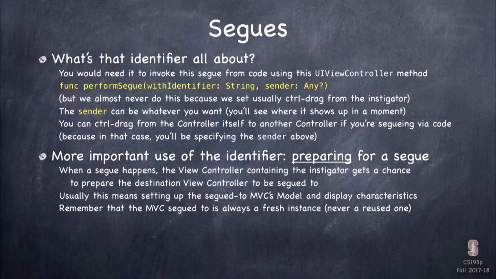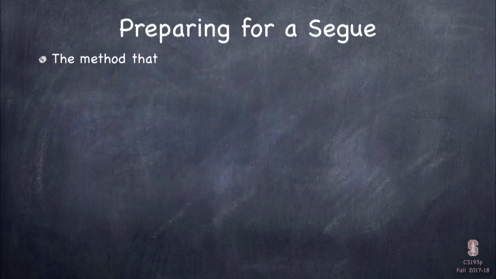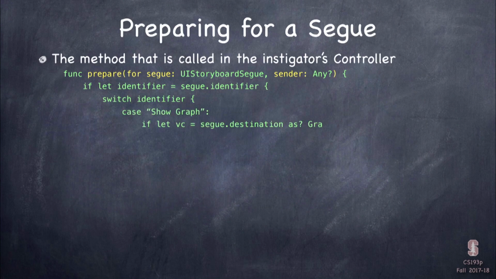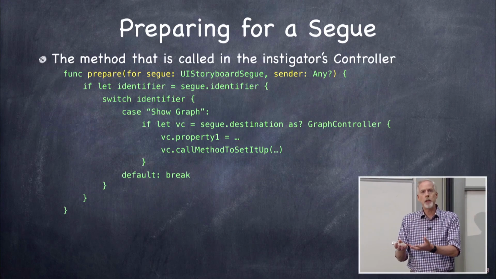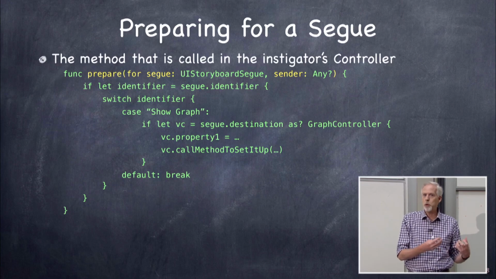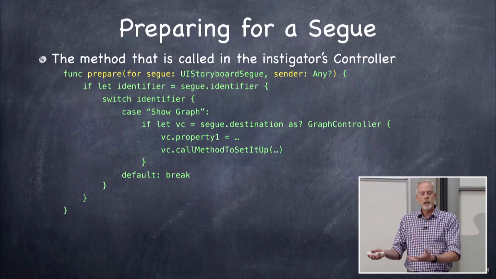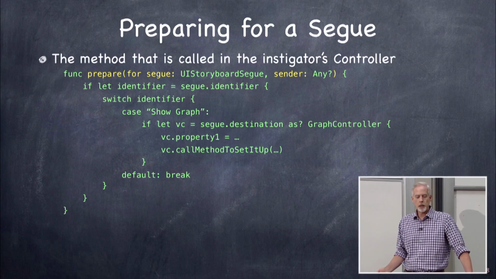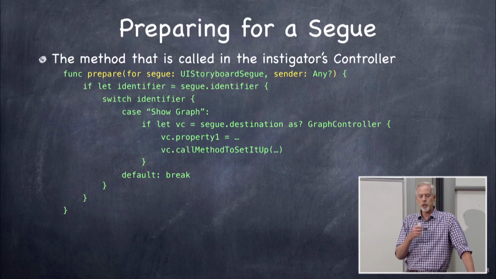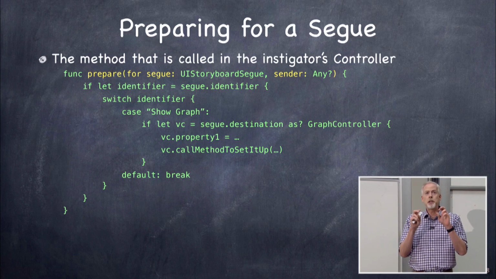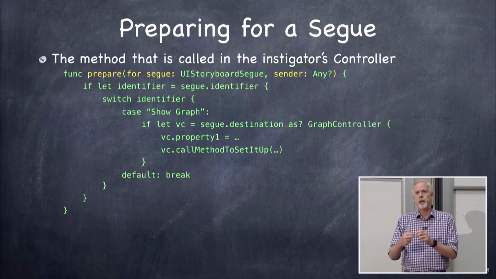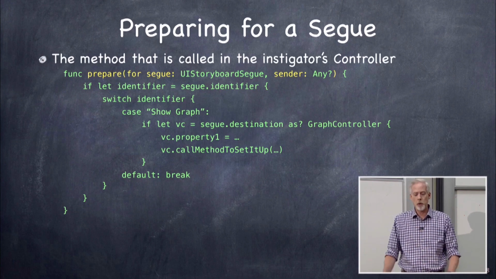Make sense? So we do that with a function called prepare for segue. This function is implemented in the MVC that is causing the segue to happen. It's obviously the only one who could prepare the new MVC to be ready to go. This is what that method looks like, prepare for segue. It has two arguments. The segue, which is a UI storyboard segue, that segue mostly just has the identifier and also the MVC that we need to prepare, the MVC that it just created that we're going to segue to.